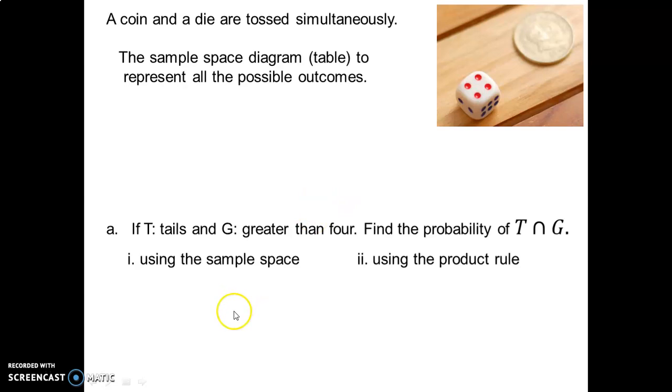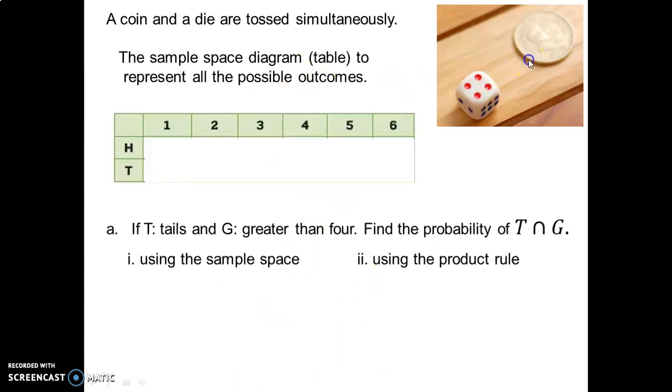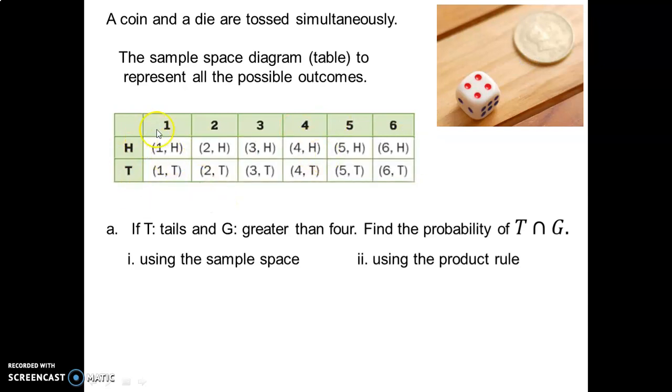Okay, let's try the same thing here. See if you can answer this question here, thinking of now rolling a die and a coin. And with a die and coin, you know the sample space diagram. Here it is again. Here's the die, here's the coin, here's all our possibilities. See if you can answer this.